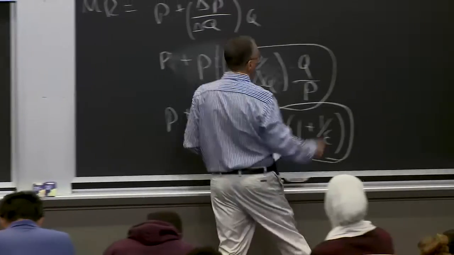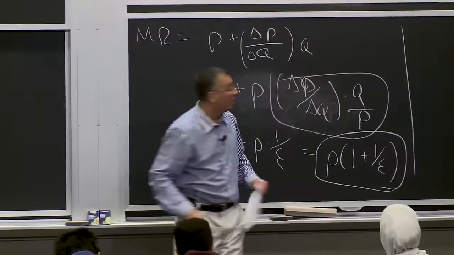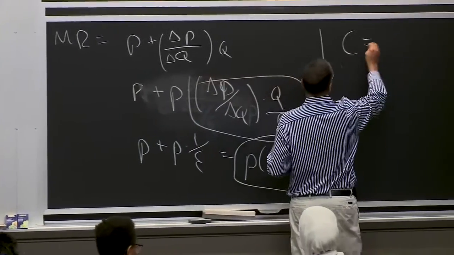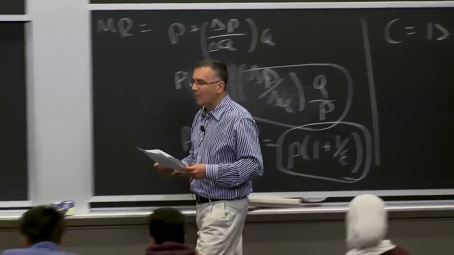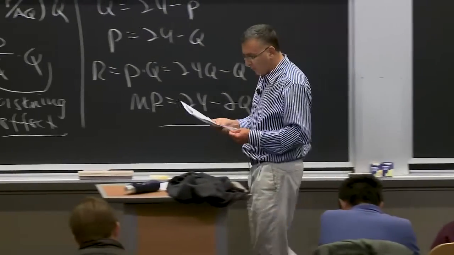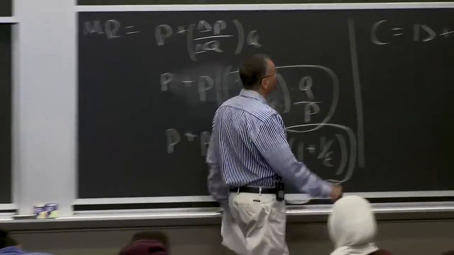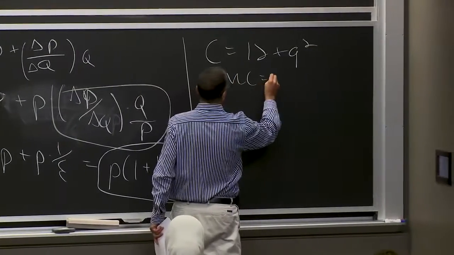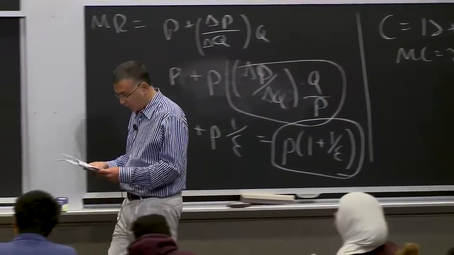Let's take the next step, which is monopoly profit maximization. Imagine a monopolist whose cost function is of the form 12 plus q squared. Okay? So with this cost function, marginal cost equals 2q.